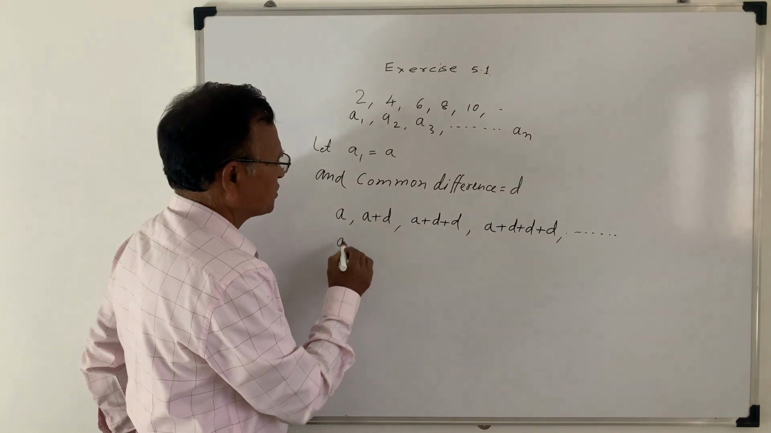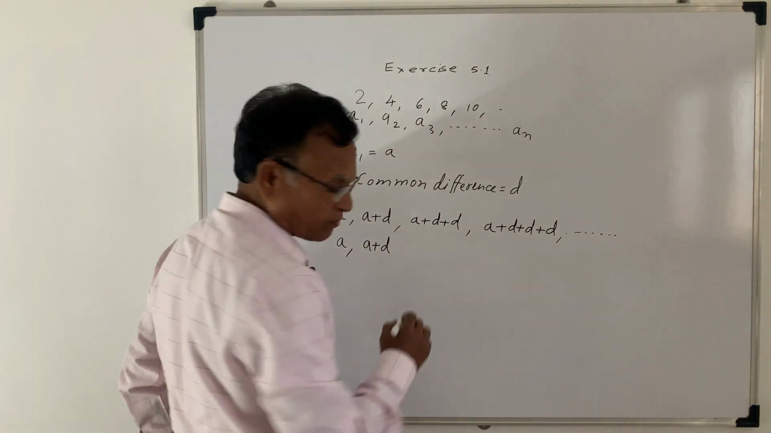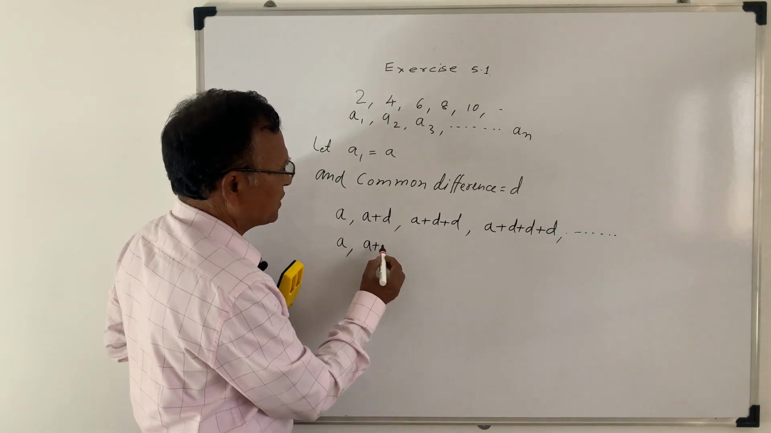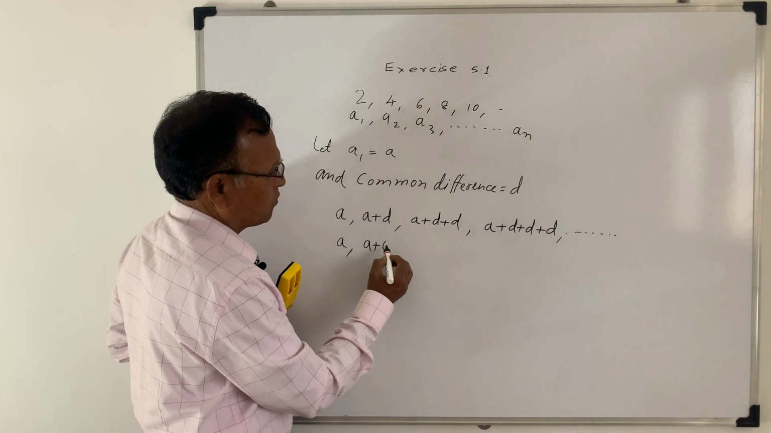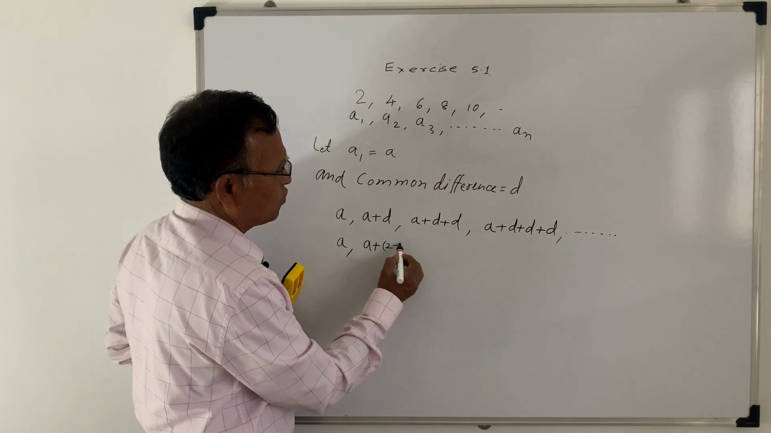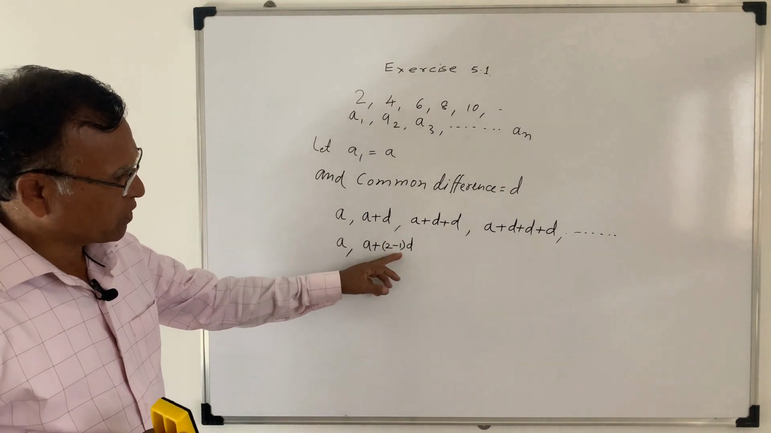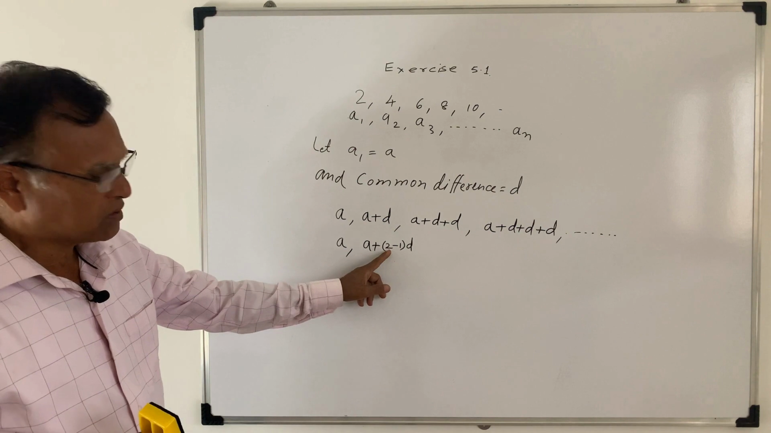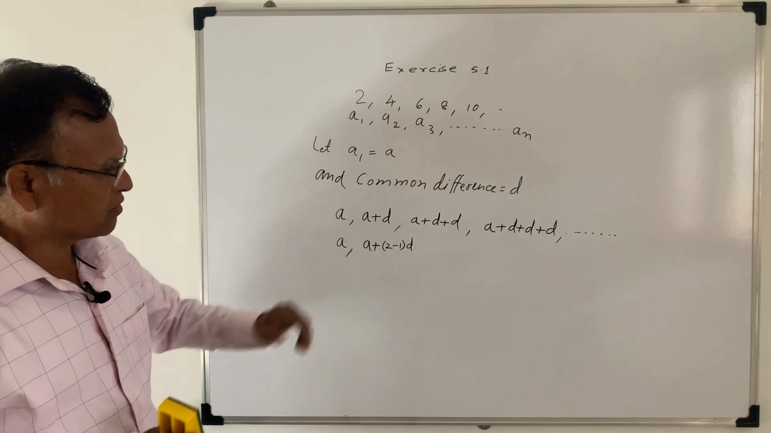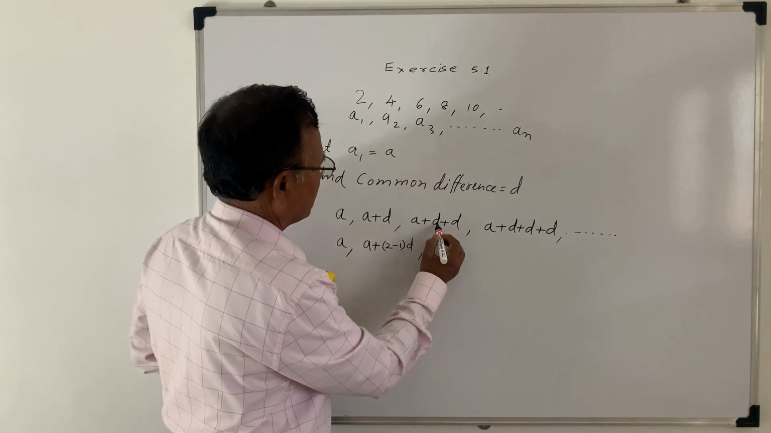This is first term, this is second term. By writing second term you can write here in bracket 2 minus 1 D. Instead of 1, you can write 2 minus 1 D. 2 is written because it indicates second term. In the same way this one also, this becomes 2D.